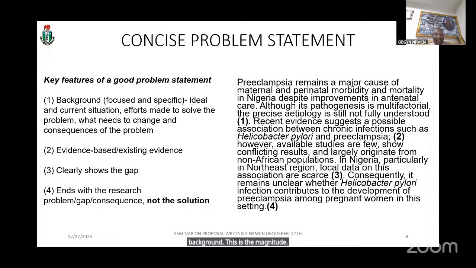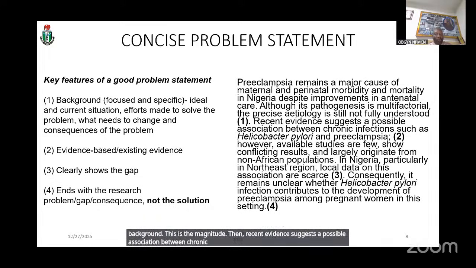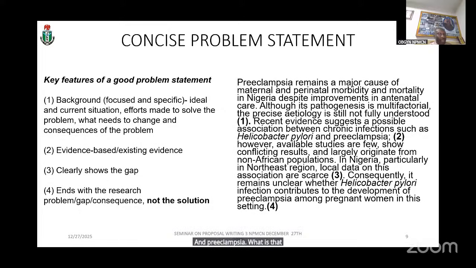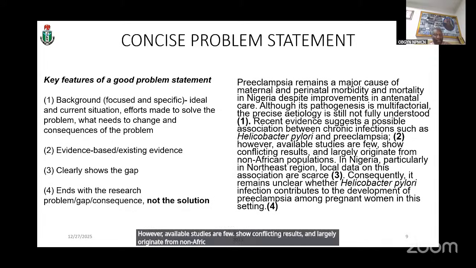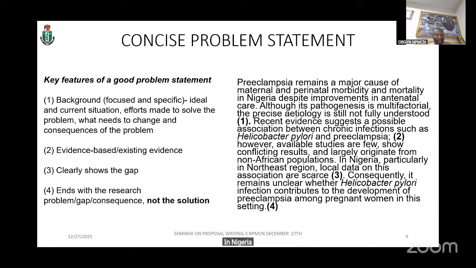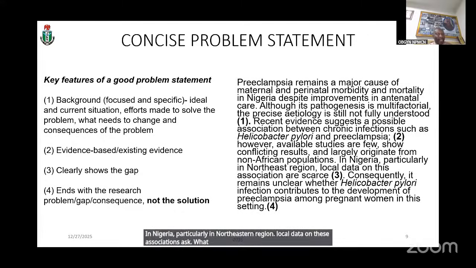Then, recent evidence suggests a possible association between chronic infection, such as Helicobacter pylori, and preeclampsia. What is that? What is the available evidence? However, available studies are few, show conflicting results, and largely originate from non-African populations. In Nigeria, particularly in the northeastern region, local data on these associations are scarce. What is this? This is the research gap.